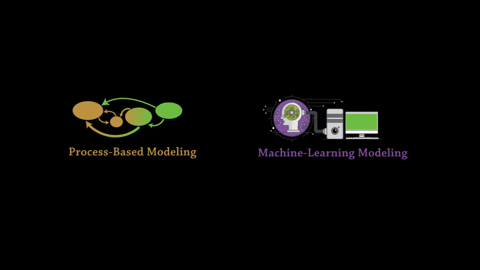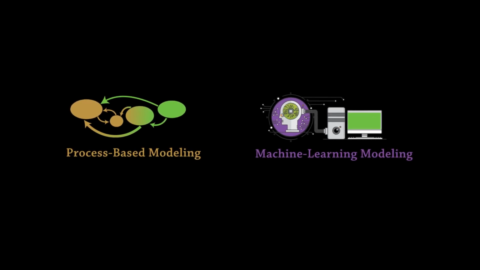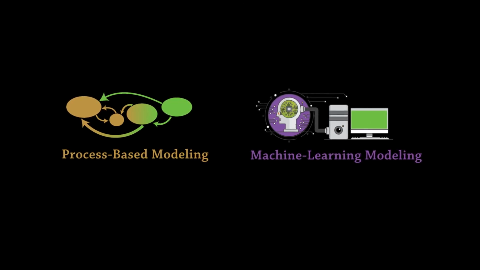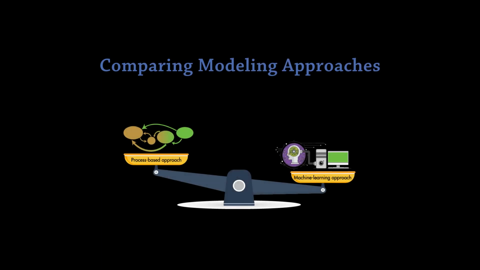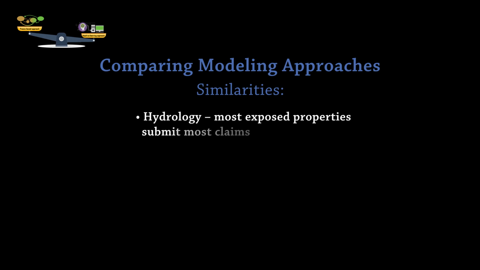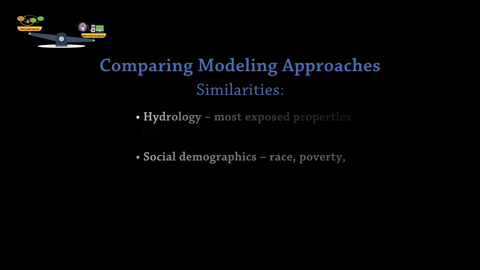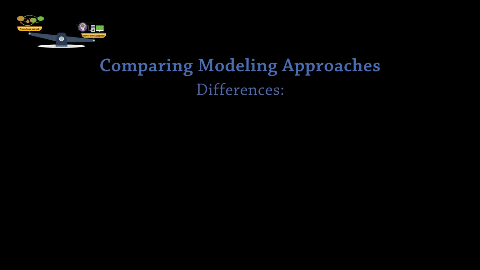Okay, let's return to the two modeling approaches we talked about and compare them. Where do they agree? Both models showed skill in predicting the insurance market, but they did this through different means. First, in terms of agreement, both modeling case studies demonstrated two broad drivers of flood insurance: hydrology and social demographics. Hydrology makes sense. Those properties most exposed to flooding are most likely to have and submit insurance claims. Both studies indicated that certain demographics, race, poverty, political affiliation, and housing status played some role in flood insurance claims. While they both identified these two drivers, they did so through different means.